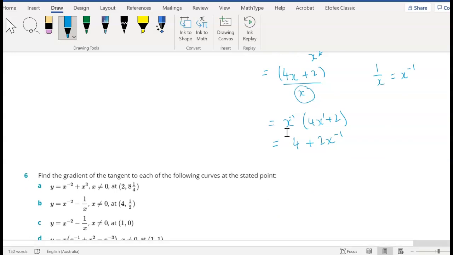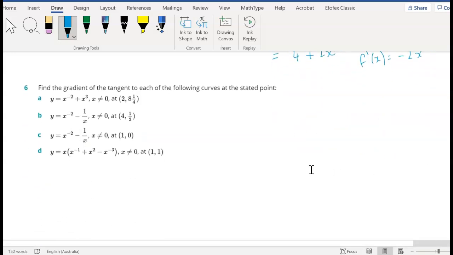So our derivative, I've taken up a lot of space. The derivative of 4 is 0, then the derivative of 2x to the negative 1 is negative 2x to the negative 2. We're just multiplying that coefficient of 2 by negative 1, so that gives you negative 2, and then we decrease our power by 1, so negative 1 becomes negative 2.